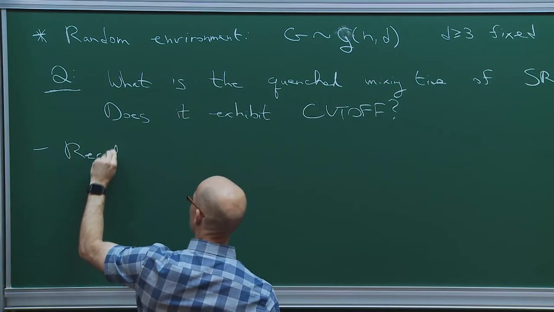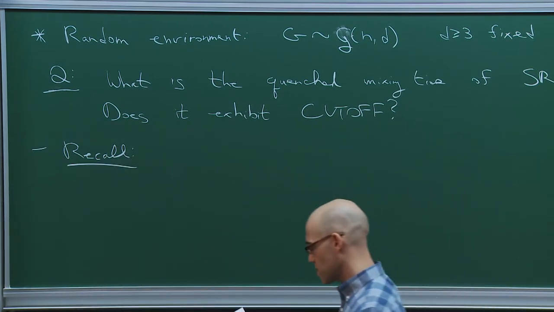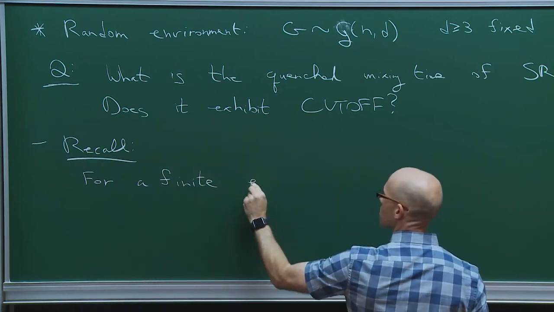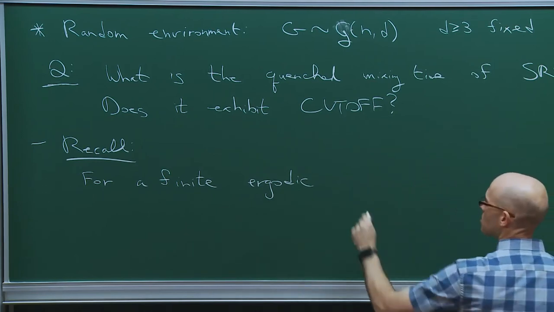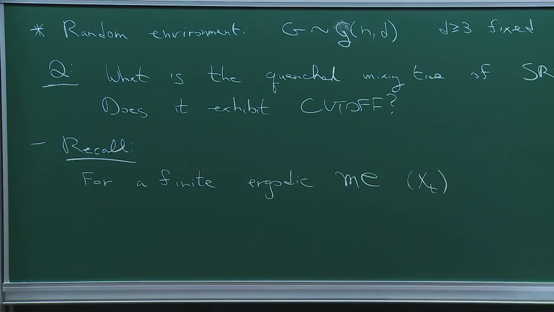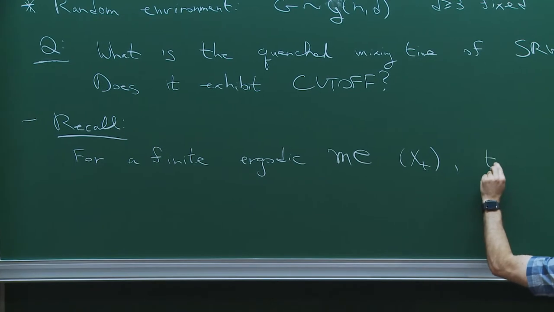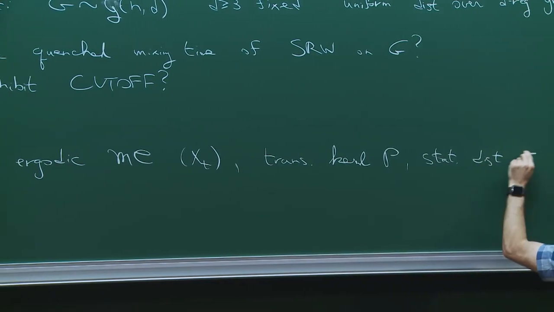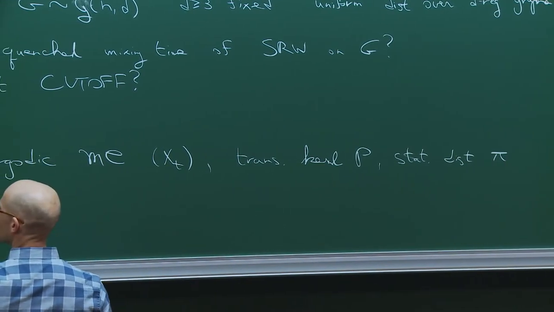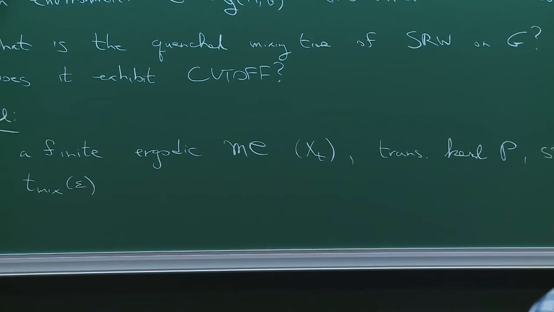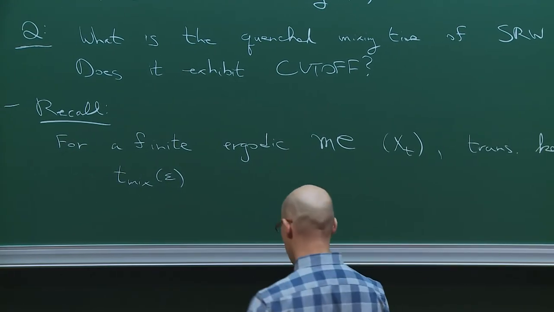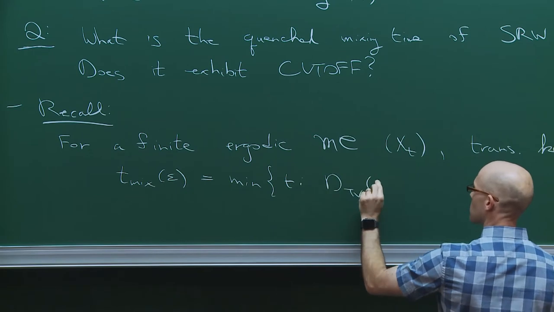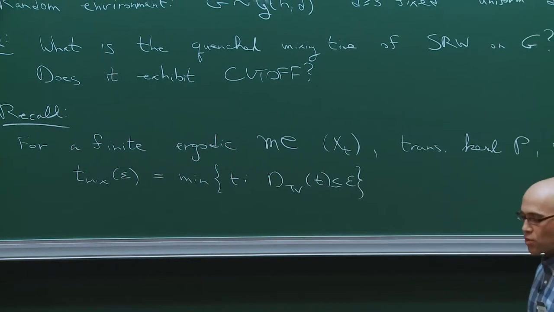Let's go through a few quick definitions that Yuval already gave you yesterday. But these will be imperative. If we have a finite, irreducible, aperiodic Markov chain, which we denote by X_t, and let's say that its transition kernel is P and stationary distribution is pi, we'll define its mixing time. When we say mixing time without saying anything else, the default would be the total variation mixing time, or L1. This is the first time such that the total variation distance drops to epsilon or less.